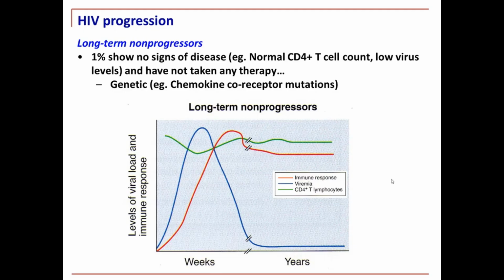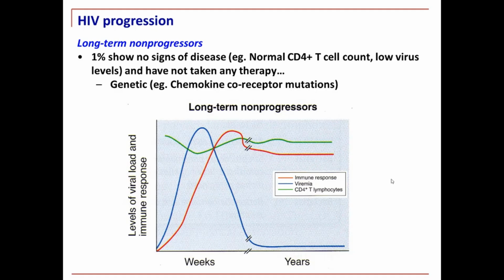And then the most interesting group, I think, are the long-term non-progressors. 1% of individuals show no signs of the disease. They have a normal CD4 count, T cell count, they have low virus levels, and they haven't taken any therapy. This is thought to be due to some genetics. They have what's called a chemokine co-receptor mutation. This is just a mutation in the receptor for the HIV virus itself.